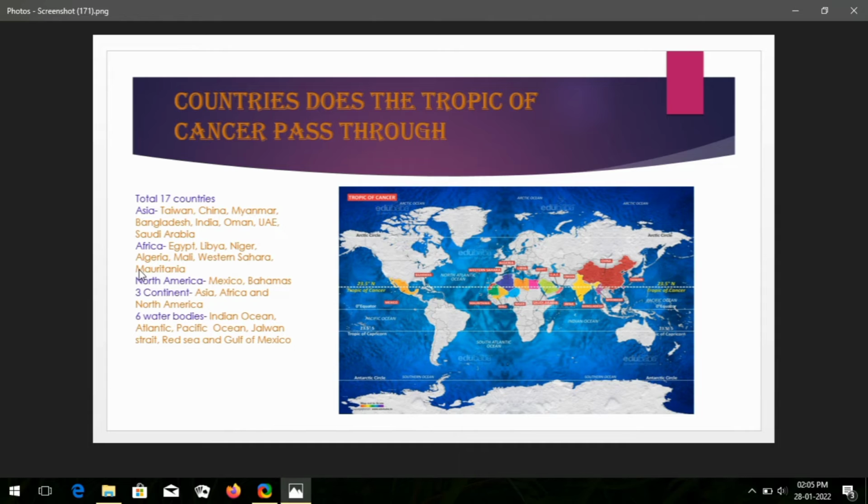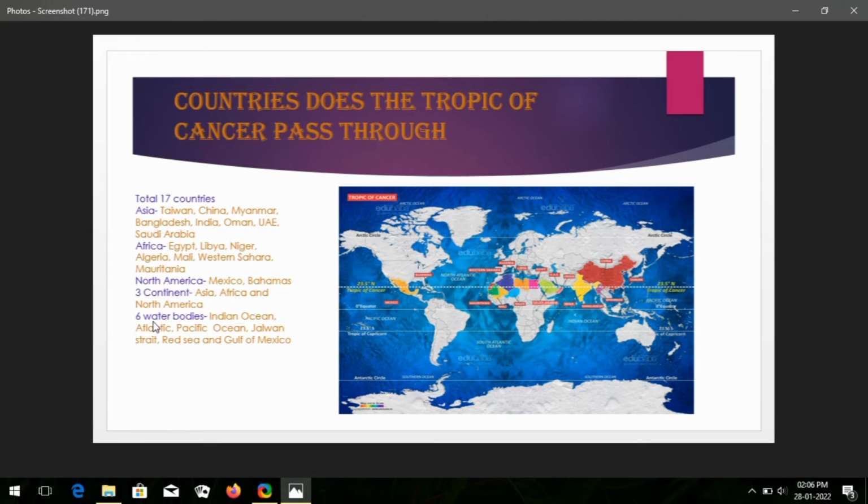And now friends, let's talk about North America. In North America, this part is called North America. You can go see over here, look at this part. And here, if you talk about the two countries only, Mexico and Bahamas. Fine. And the three main continents included in the Tropic of Cancer, fine. Like Asia, Africa, and North America, fine.